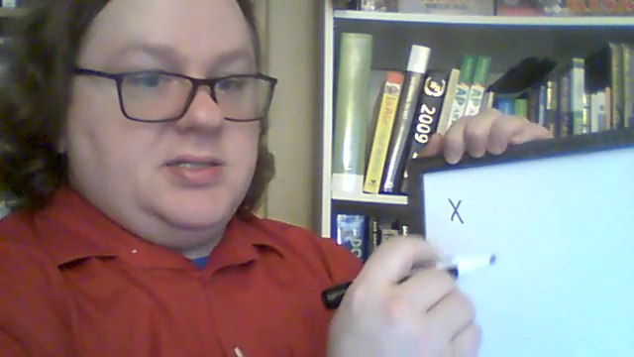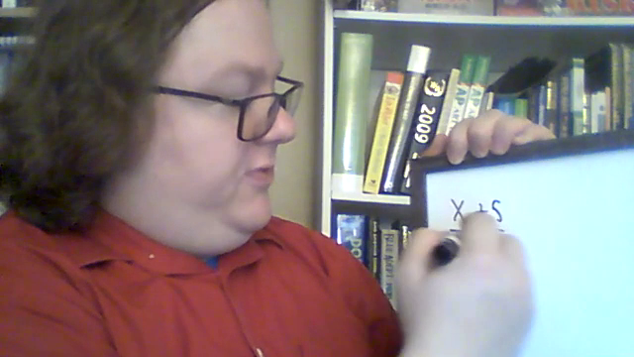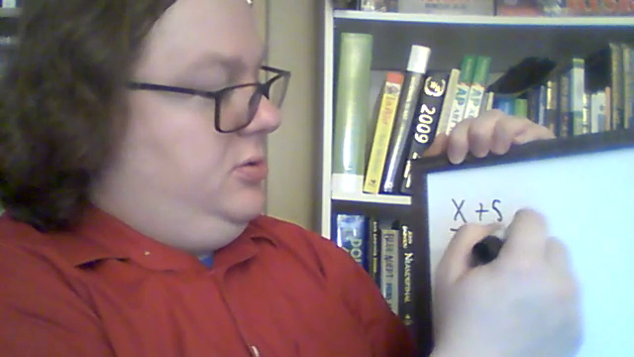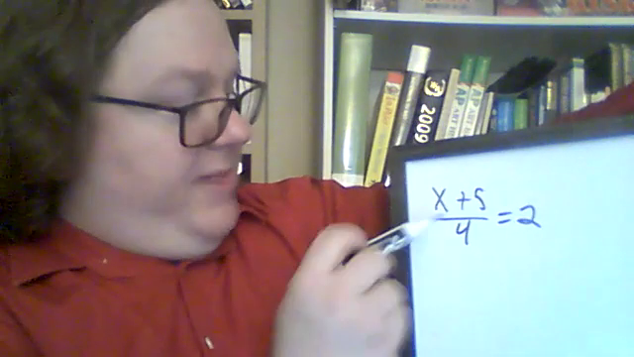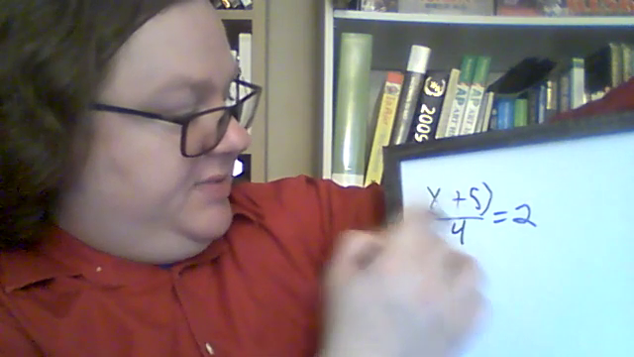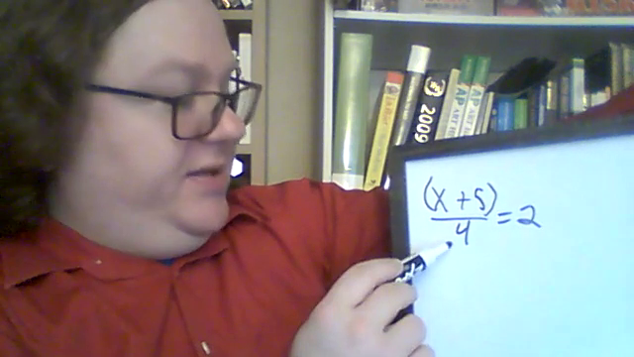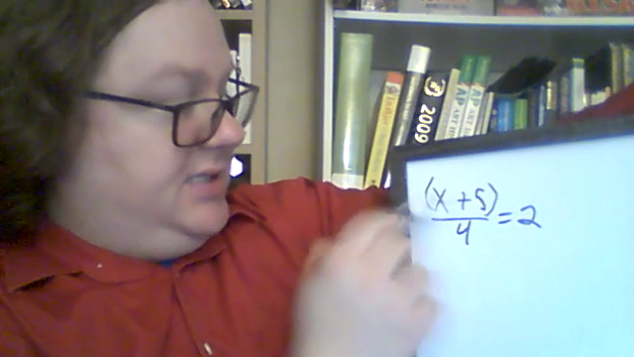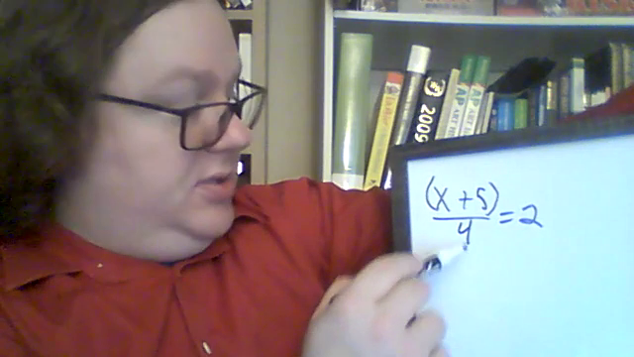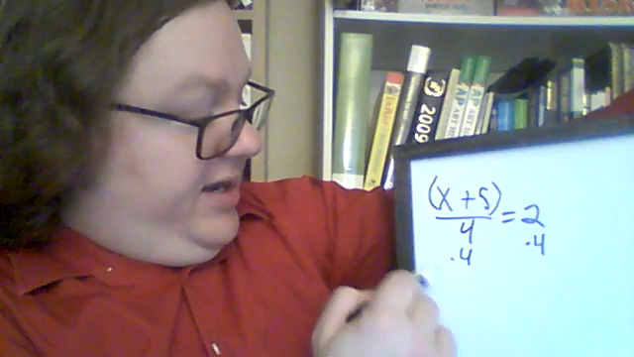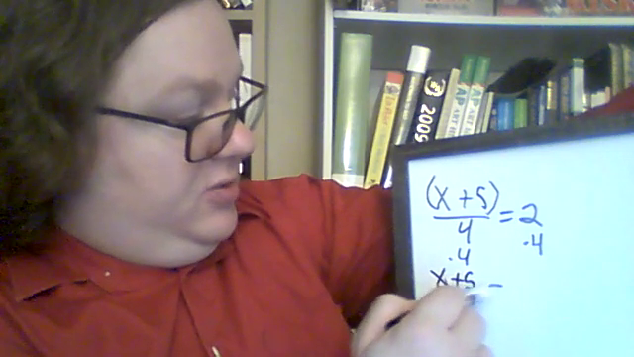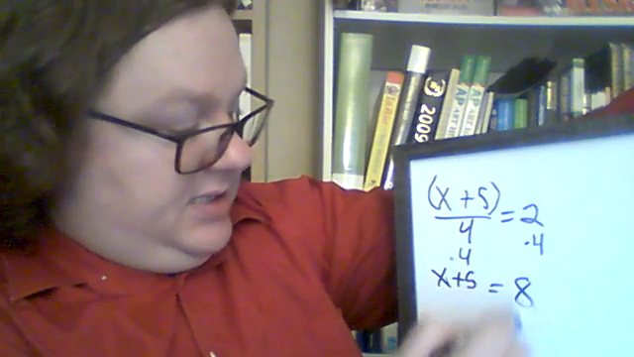This next one might look a little scary, but is perfectly solvable. x plus 5 over 4 equals 2. Now, the main thing that's happening is this whole phrase, x plus 5, is being divided by this 4. So we can't do anything to this top until we get rid of this 4. So we have to multiply by 4, and we get x plus 5 equals 2 times 4 is 8.